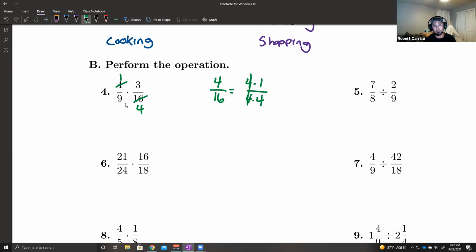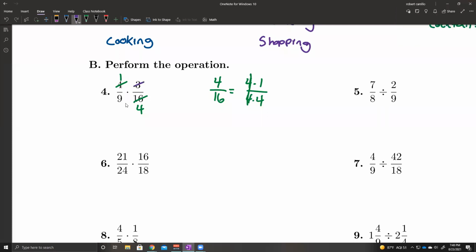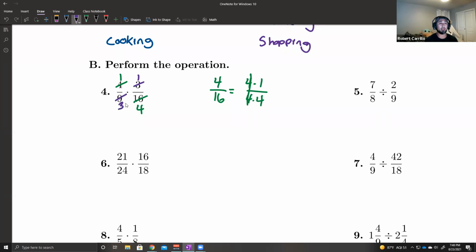And that leaves me with the 1/4, exactly what you see over there. All right. And then let's do it with the 9 and the 3. You have 3 over 9. They have a common factor of 3. So if I divide a 3 out from 3, you get 1. Divide a 3 out from 9, you get 3.